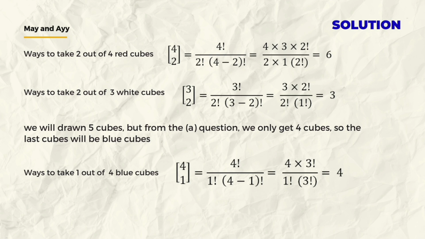The combination formula is like that on here. We take 2 out of 4 red cubes. We use combination and the result is 6. And we do all of them as we need. And you can see the result there.